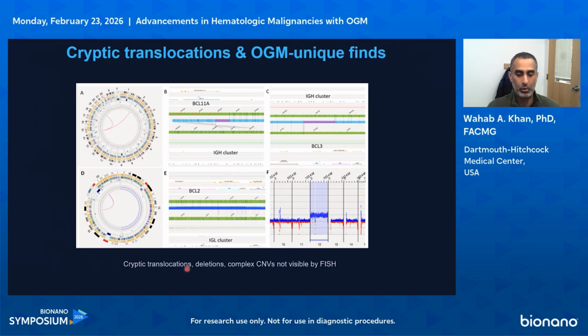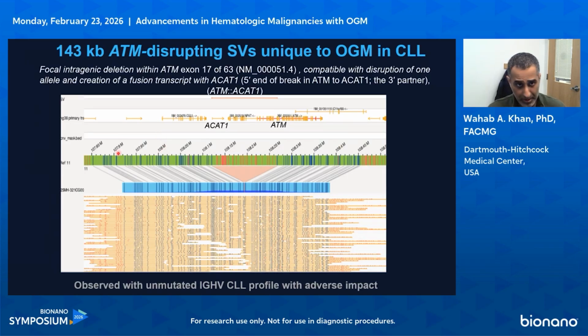And just to underscore this point about cryptic rearrangements in these complex CNVs that may not be overt by FISH analysis. This was a really interesting case, I thought, where we found a small 143 kb ATM disrupting structural variant that was unique to OGM in a CLL. It was an intragenic deletion with, I believe, exon, impacting the 5' end of ATM. It's on the sense strand, and then exons 17 through 63. So it's compatible with a disruption of this tumor suppressor that's well known to CLL biology.